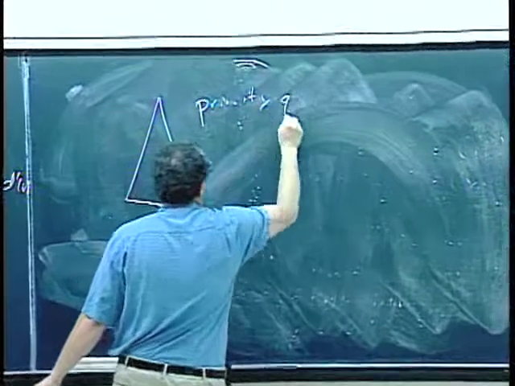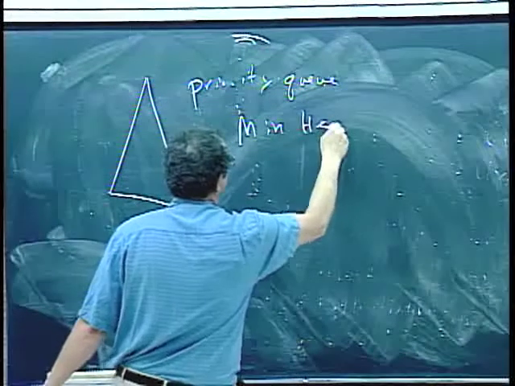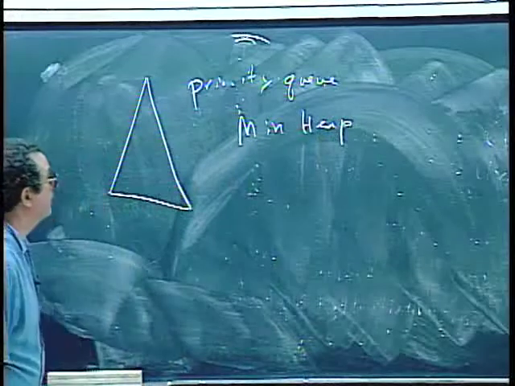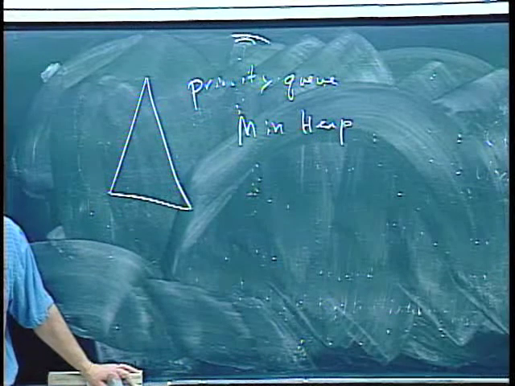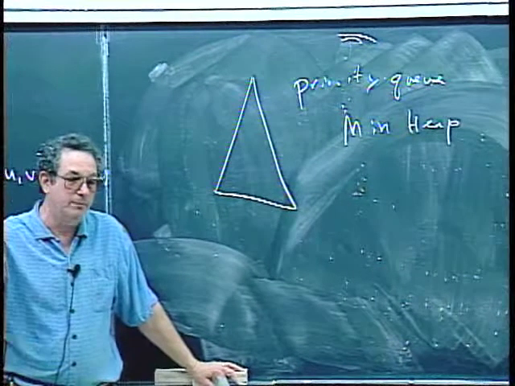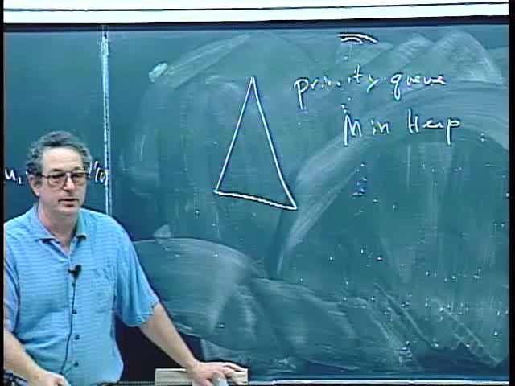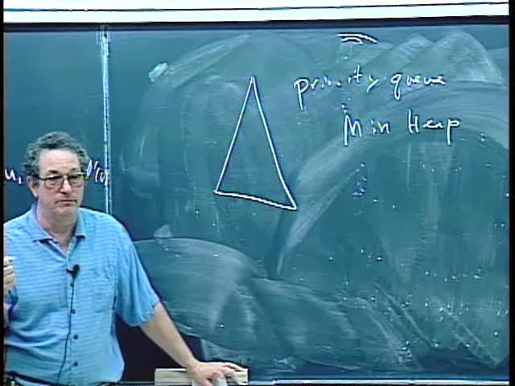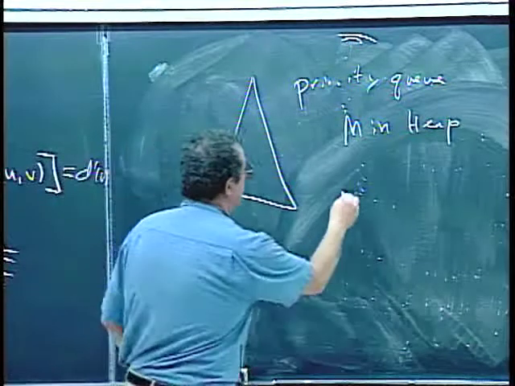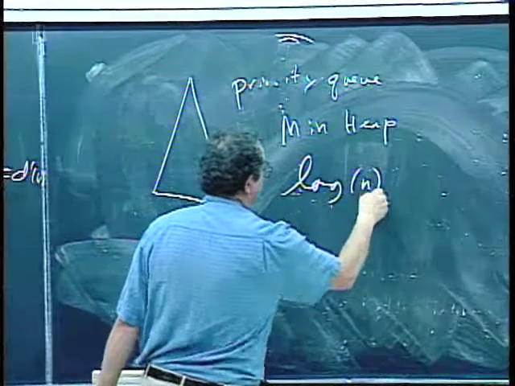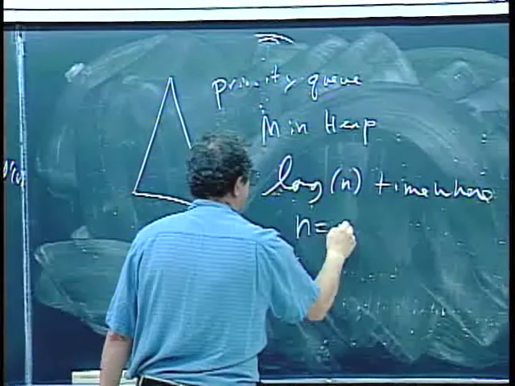A priority queue, like a min heap. I'm assuming you know this, or you can look it up. Maybe you've learned this in a previous data structures class. A min heap allows you to put in values, it allows you to extract out the minimum value, and it allows you to update values, each of those in log n time, where n is the size of the heap.